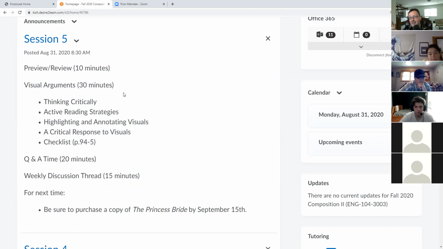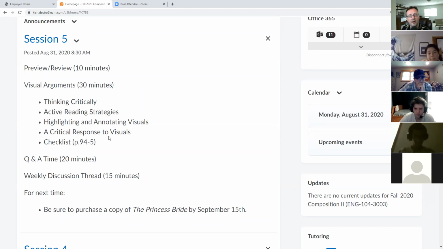So today is the focus on visual arguments. That's chapter 3 in your textbook, and we're going to talk specifically about how to think critically and use active reading strategies, topics we've already covered before, but we're going to specifically discuss how we can apply those strategies to the analysis of a specific image or series of images.